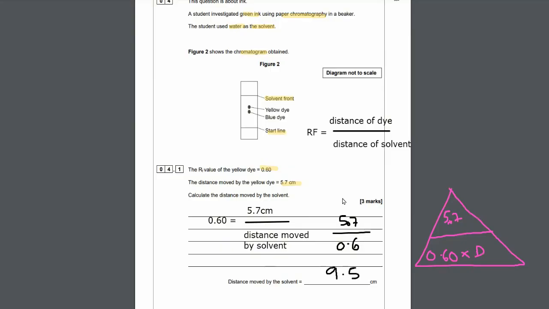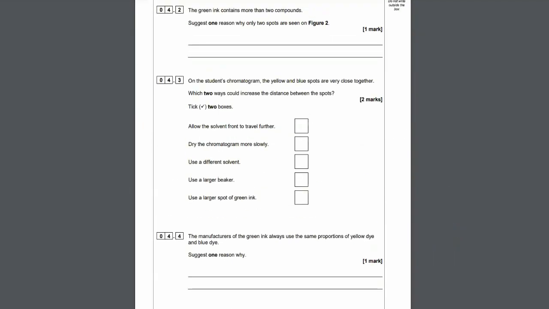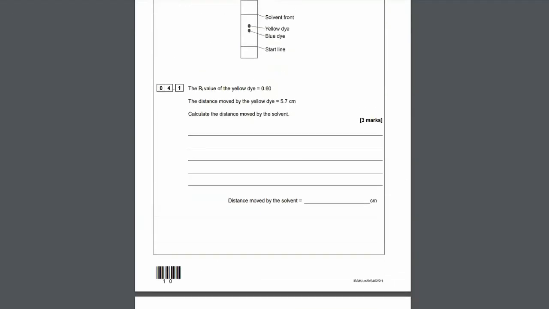And so your answer should be 9.5 centimeters because the solvent front has to move further than the dye. 4.2, the green ink contains more than two compounds, suggests one reason why only two spots are seen.